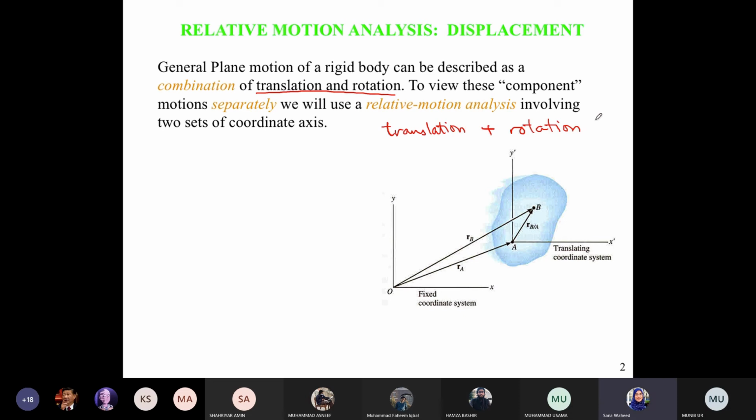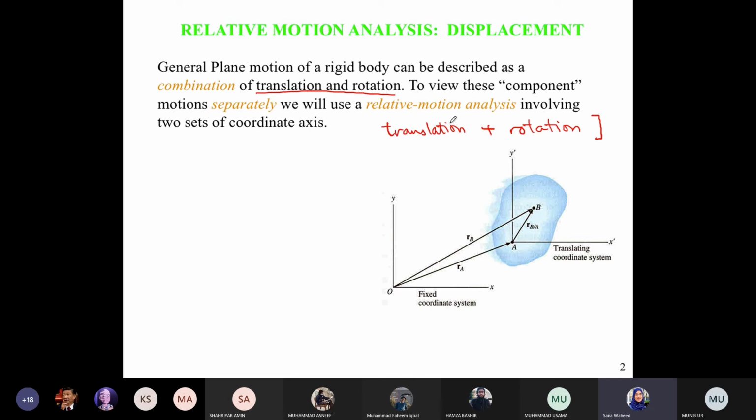ठीक है? So this technique or this sort of way of thinking about it, thinking about the problem being composed of two separate things which are then added up, helps us simplify the analysis significantly, as you'll see shortly. So that's one thing that I want you guys to notice, कि हम general plane motion को translation और rotation के sum के तौर पे consider करेंगे.